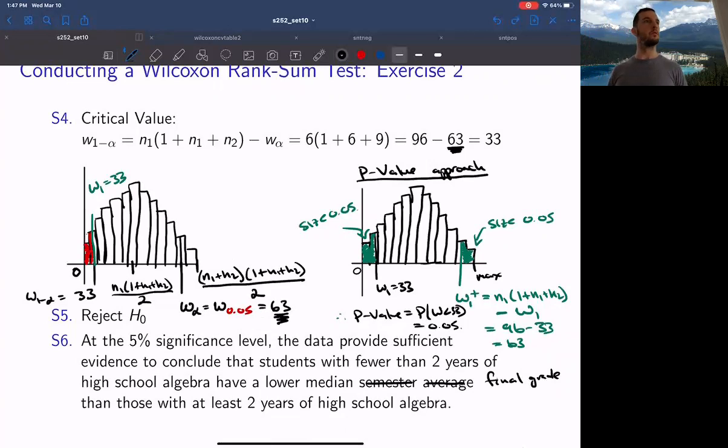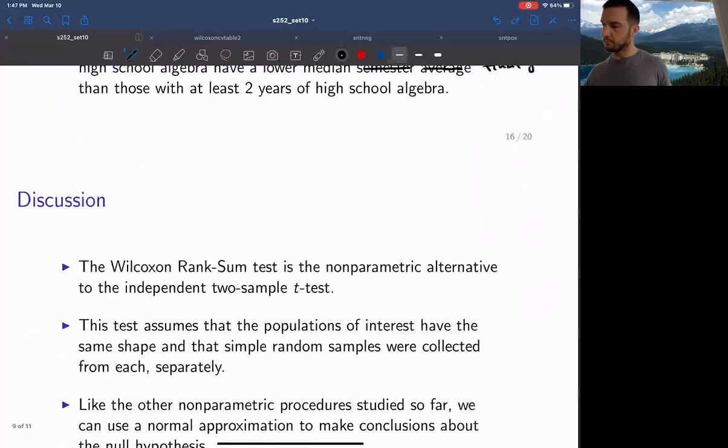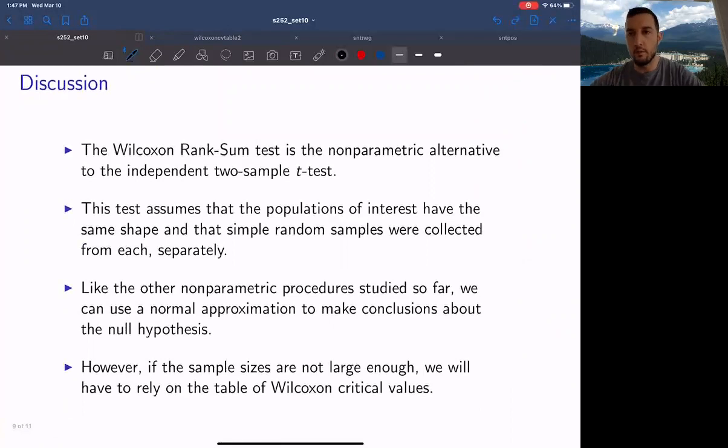Does anyone have any questions? Okay, all right, so if there's no questions, that brings us to the end of our discussion on the Rank-Sum Test.